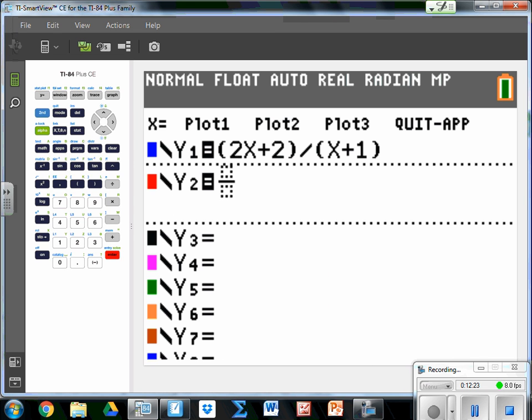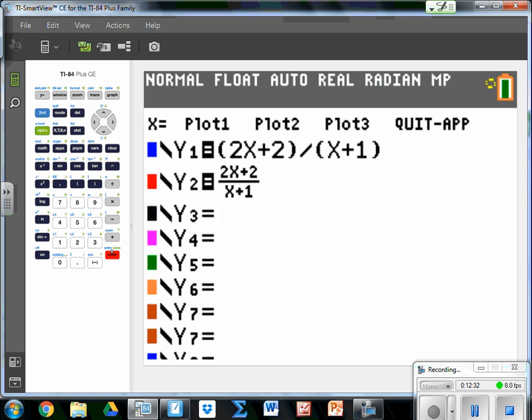Again, that was alpha y equals. And so it's 2x plus 2. You can use the down arrow to go to the denominator, x plus 1. And it just looks a little more like normal. Okay, so just a quick little note.